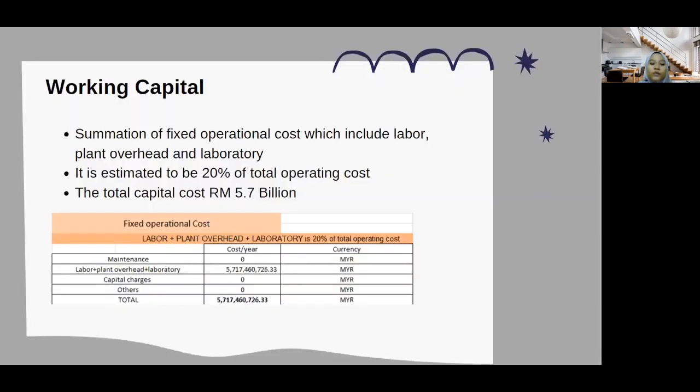Next, we will move to the working capital. For this part, I will explain the summary of fixed operational costs, which include mainly labor, plant overhead, and laboratory. It is estimated to be 20% of the total operating costs, which include catalyst. Total fixed operational costs are estimated to be 5.7 billion Malaysian ringgit per year of production of acetic acid.